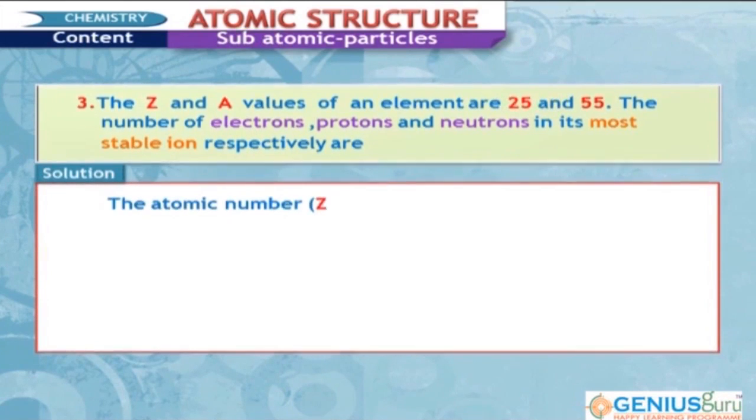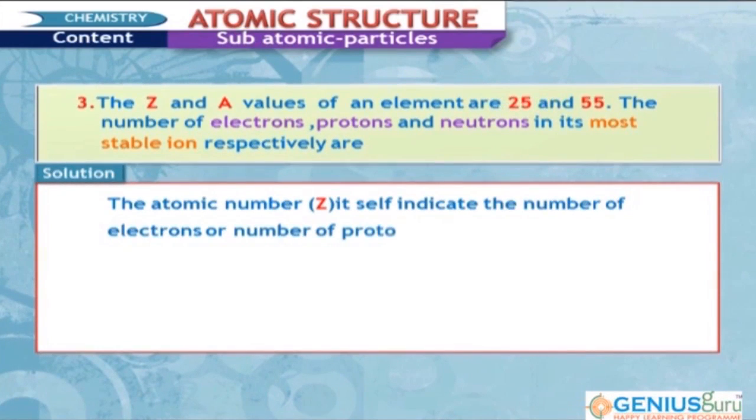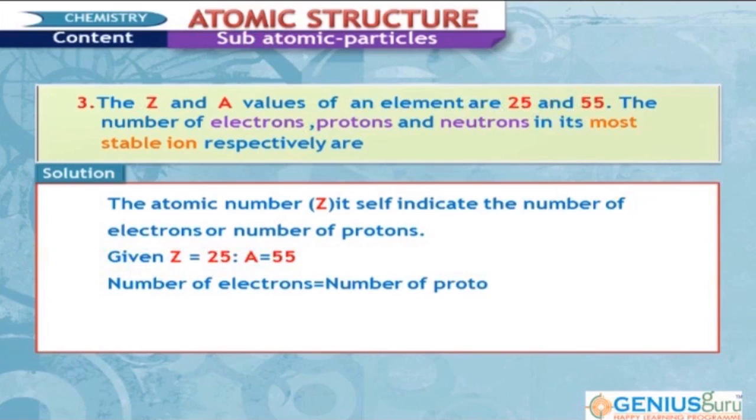The atomic number Z itself indicates the number of electrons or the number of protons. So for the given species, the atomic number Z is equal to 25 and the mass number A is equal to 55. The number of electrons is equal to the number of protons, which is equal to 25, because these two particles, electrons and protons, are the same in number for any neutral element. Now the number of neutrons is equal to, the formula is A minus Z.